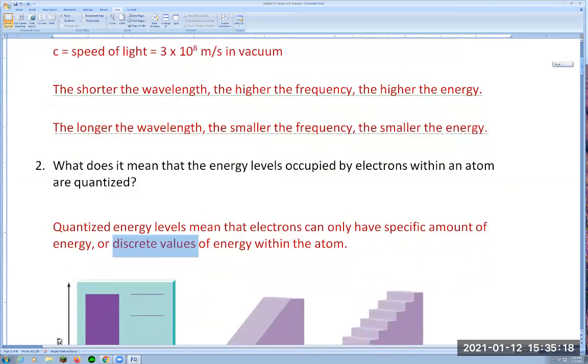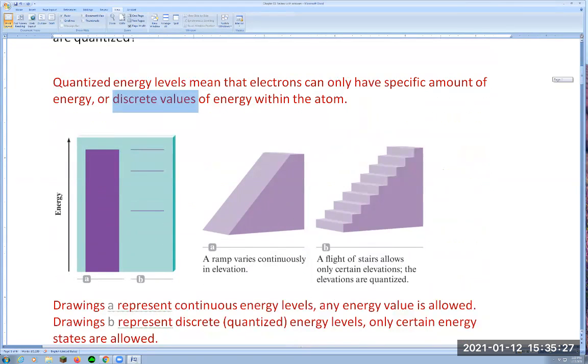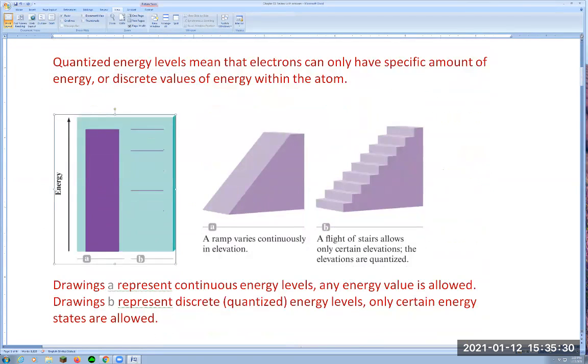And so I have these drawings to help understand the difference between the two. The drawing A here to the left represents continuous energy. If you look at this drawing, A is just that large purple bar that goes up in energy. And that includes all energy values from 0 up to the maximum value. Any kind of energy value is allowed in this type of continuous energy levels. That's not how it is in atoms. It's more like in drawing B.